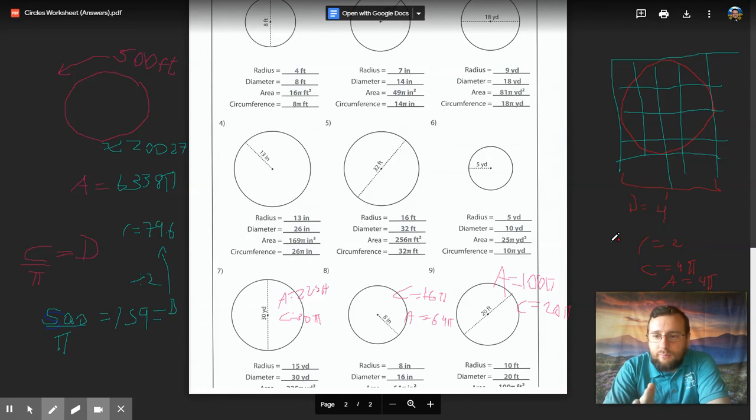But in general, to get the size of a circle that's drawn in a graph, just literally count how many boxes across the circle is, and that's going to be the diameter. And I think that's it.